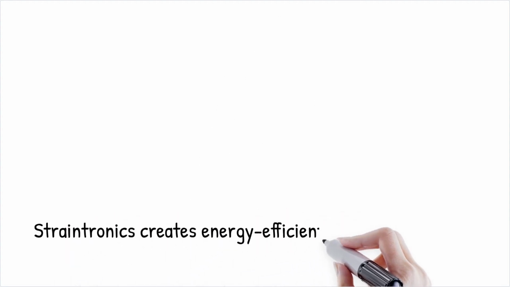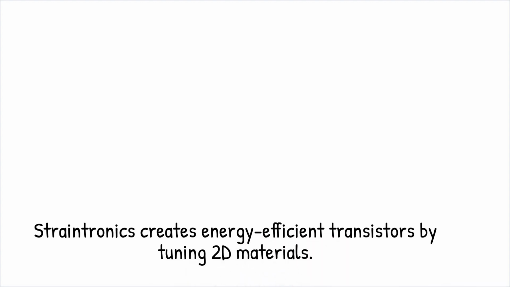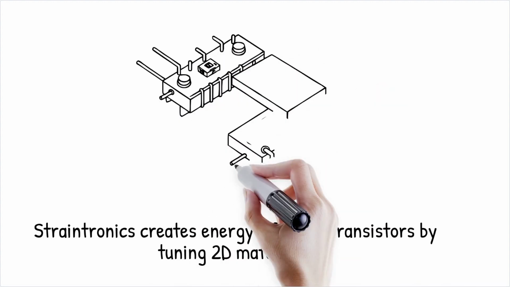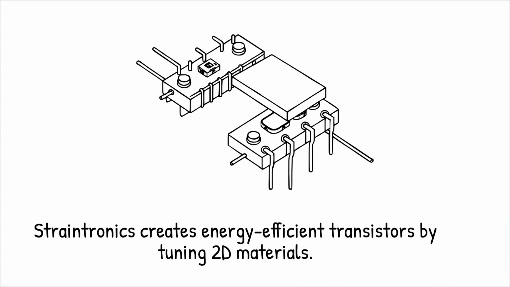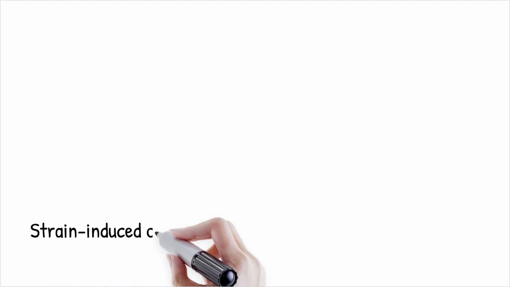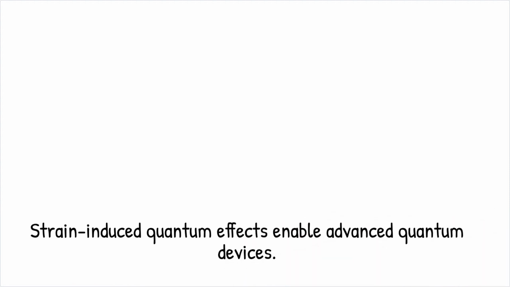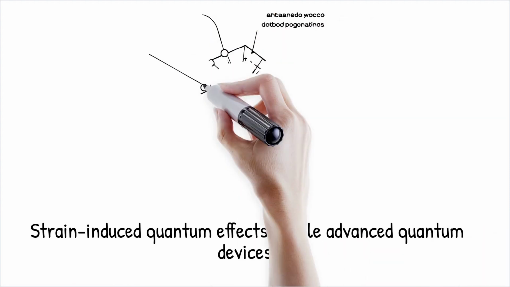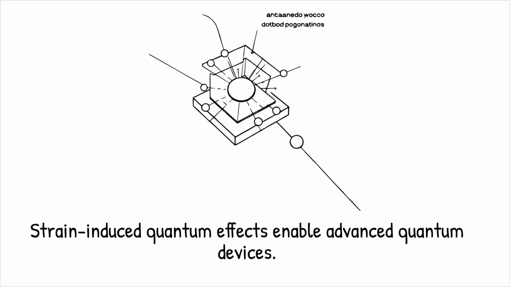Straintronics offers a pathway to create energy-efficient transistors by dynamically tuning the electronic properties of 2D materials. By applying strain, researchers can switch materials between conductive and insulating states, reducing energy consumption in digital logic circuits. Additionally, strain-induced quantum effects, such as pseudomagnetic fields or localized quantum dots, enable the development of advanced quantum devices for computing and communication. Example: strained graphene transistors operate at lower voltages, reducing power consumption compared to conventional silicon-based transistors.